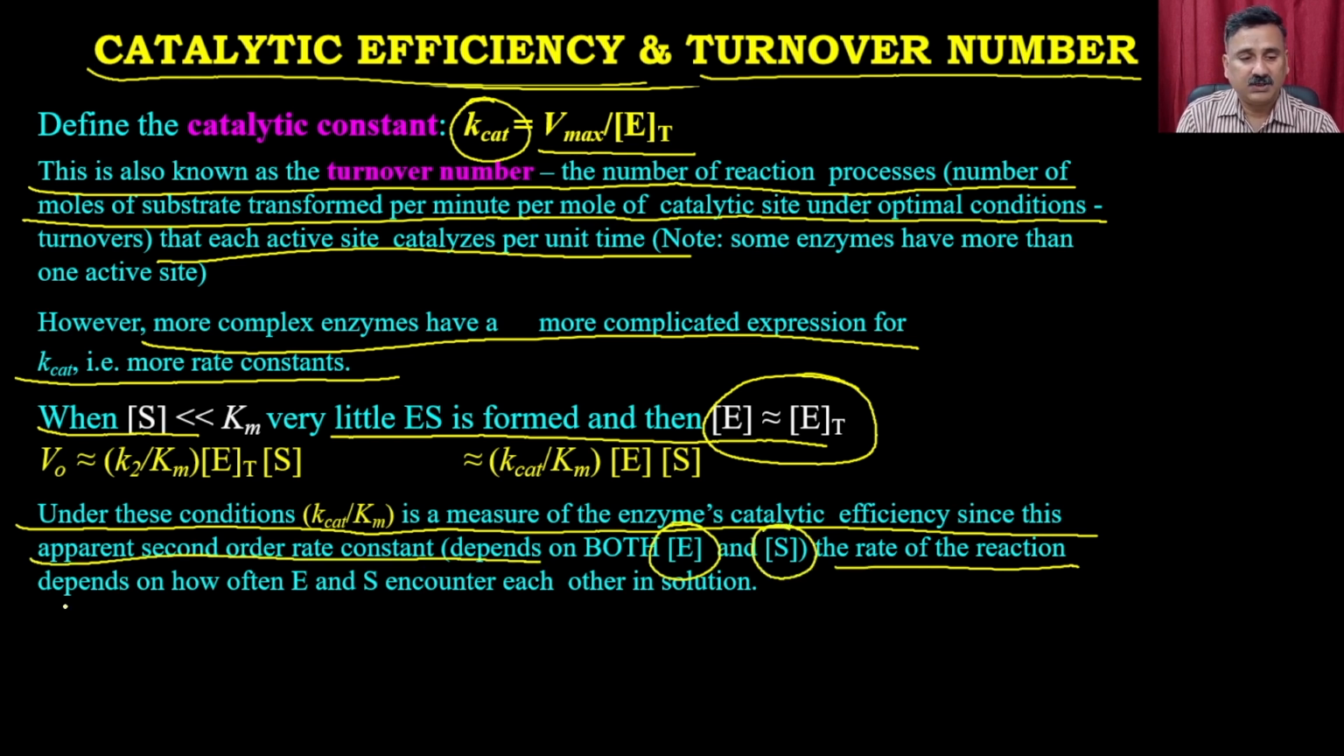The rate of the reaction depends on how often E and S encounter each other in the solution. So both the catalytic efficiency and the turnover number are very important parameters which you can derive from the enzyme kinetics, and that can be used to compare two different sources of the enzyme.